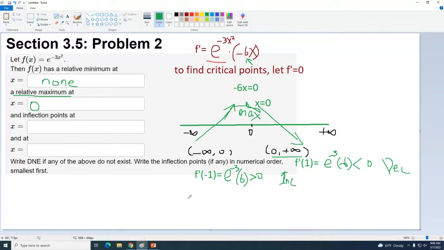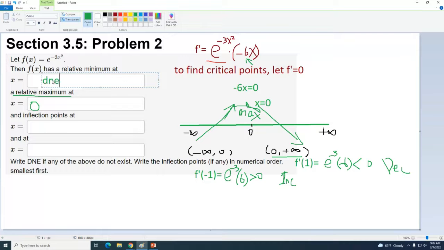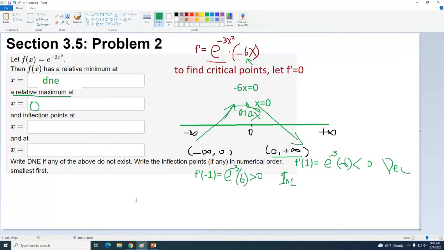So then we have the inflection point. We're looking for inflection points. Oh, it says write D and E if any of them does not exist. So we would write D and E instead. So here it's D and E. Okay. For inflection point, we need to find the second derivative.